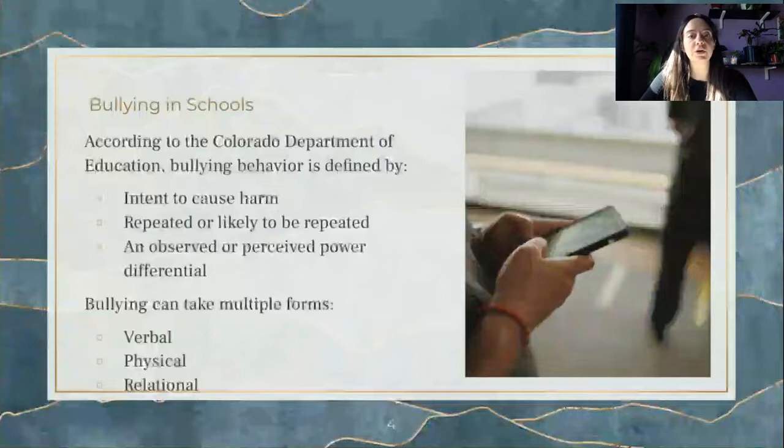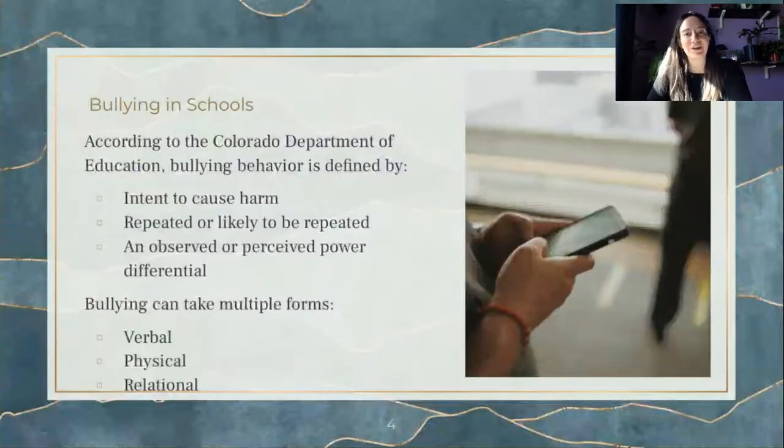First, the student who perpetrated the behavior intended to cause harm. Second, the behavior is repeated over time. That does not mean that as educators, we don't respond to the behavior until it is repeated. We can also assess whether or not the behavior is likely to be repeated and intervene accordingly.